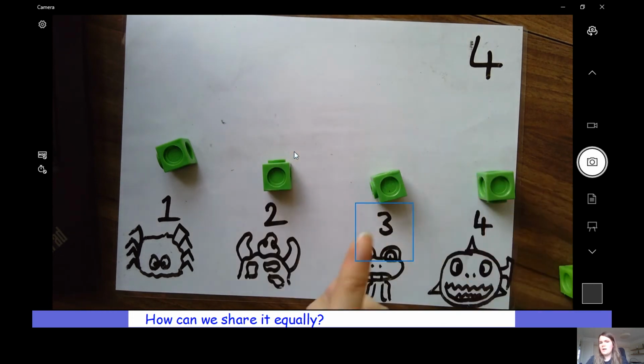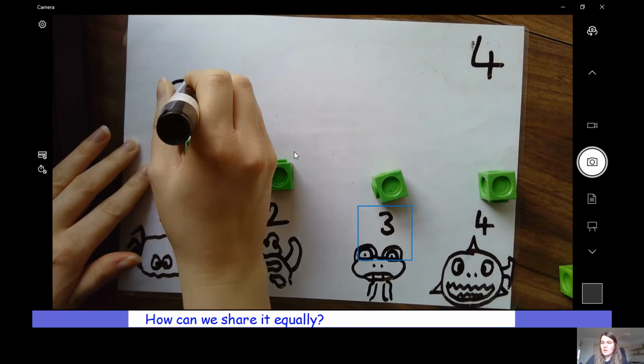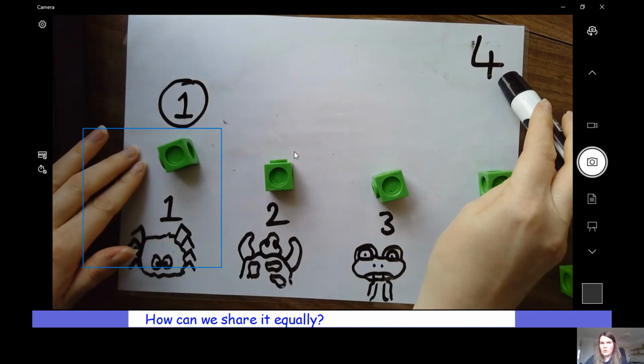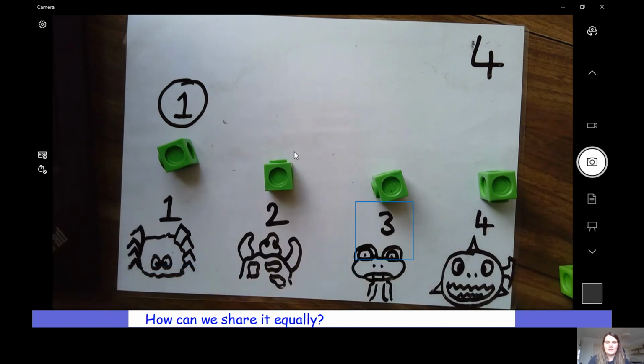Well done. Why is this sharing equally? Because they all have the same amount. Well done. And what is the amount? 1. Well done. So what is quarter of 4? Quarter of 4 is 1. Well done. Fantastic. When we share 4 into 4 equal parts, everyone has 1.